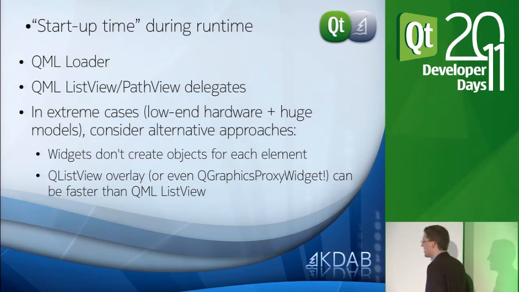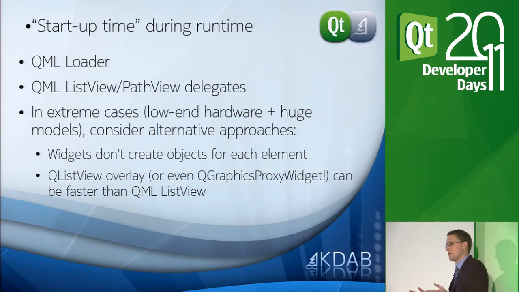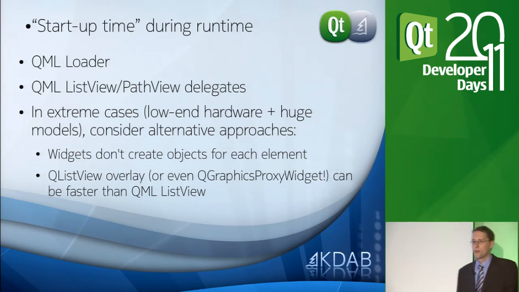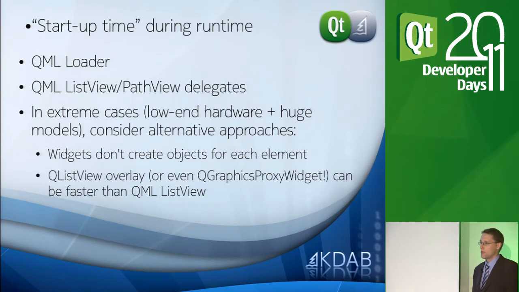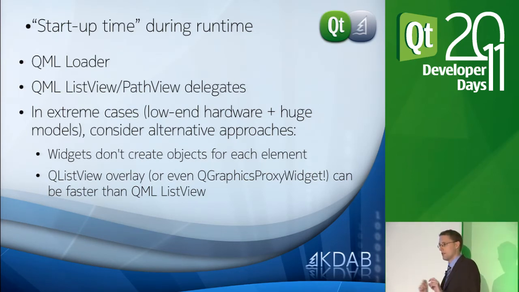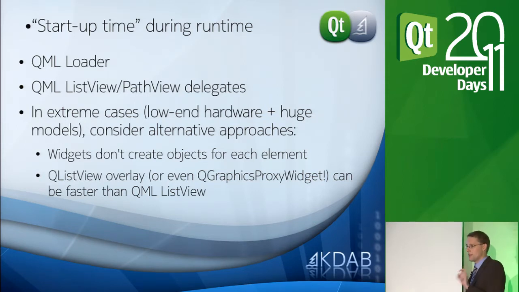So what we ended up doing is we put a normal list view from the widget world on top of it using a graphics proxy widget. That's, of course, also a very, very ugly hack. And usually, it's recommended to not use graphics proxy widget. But widgets still have one advantage. They don't create new objects for every element that's shown in a list. They just have an existing delegate object which paints every item in there. So scrolling is just limited by painting, not by object creation and destruction.